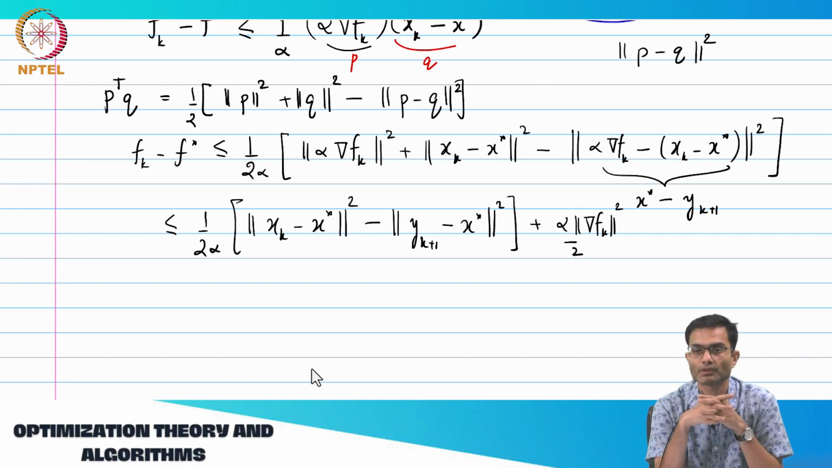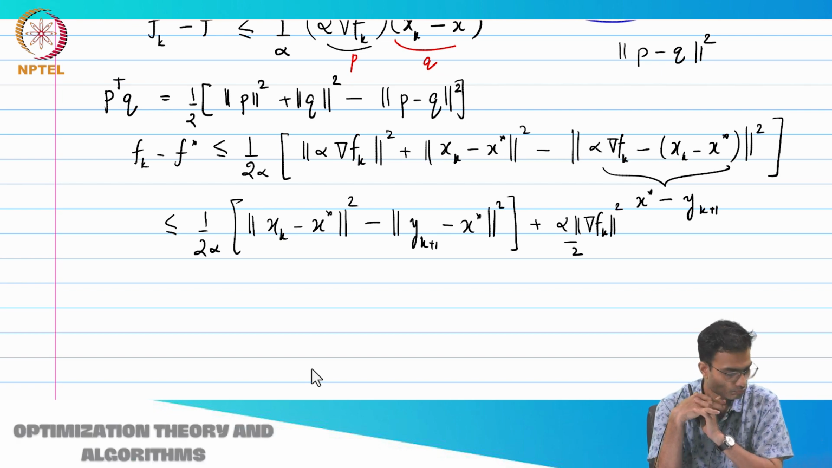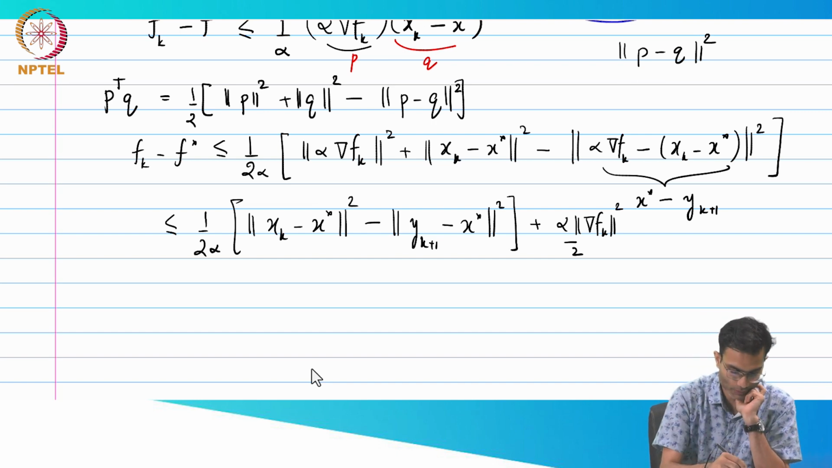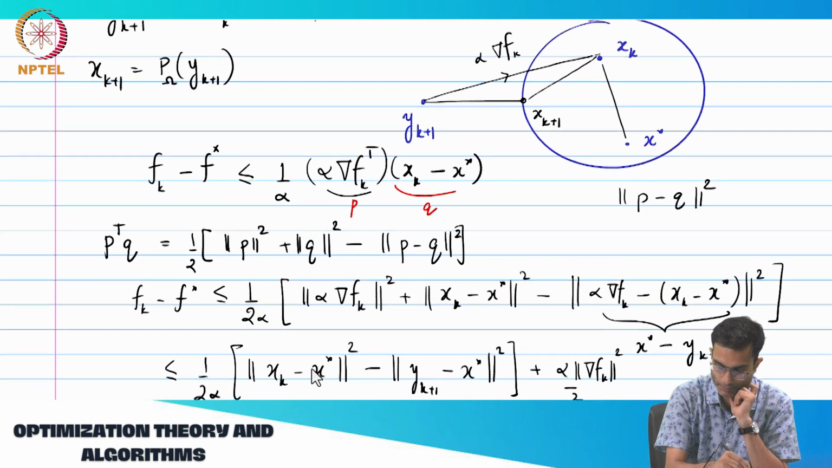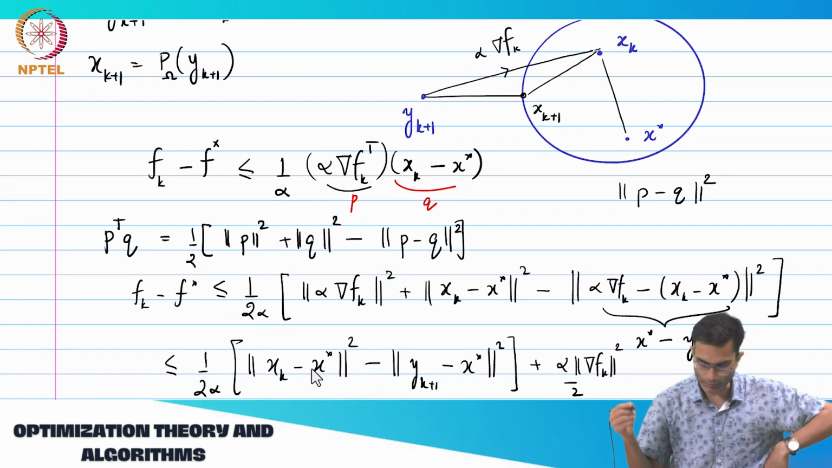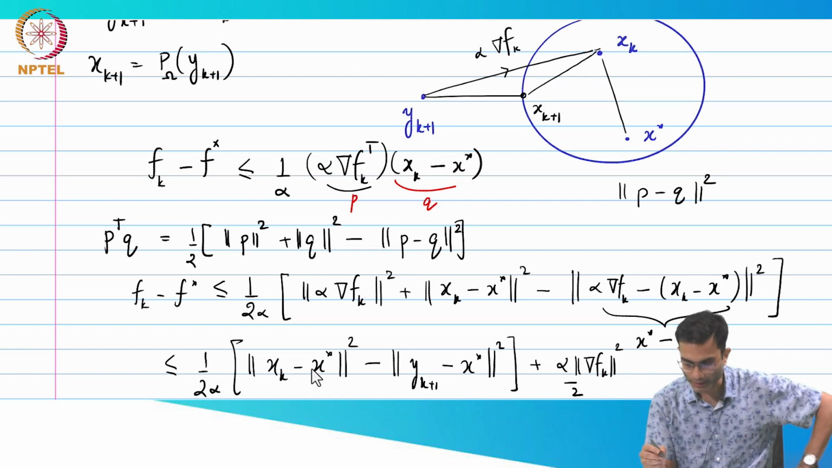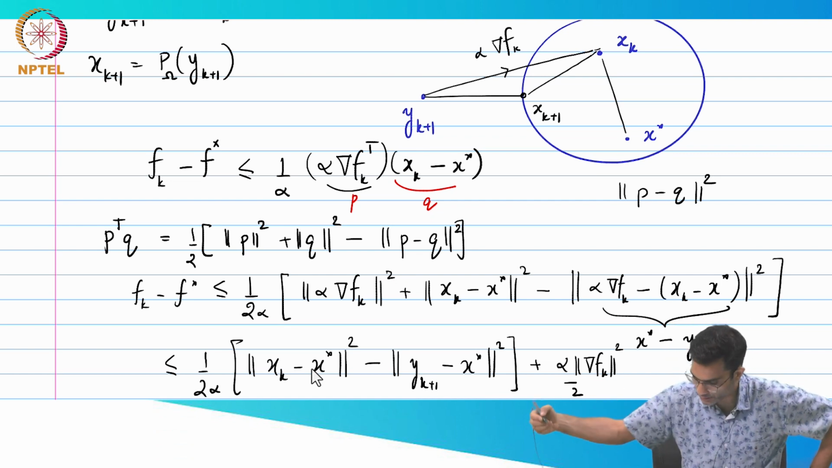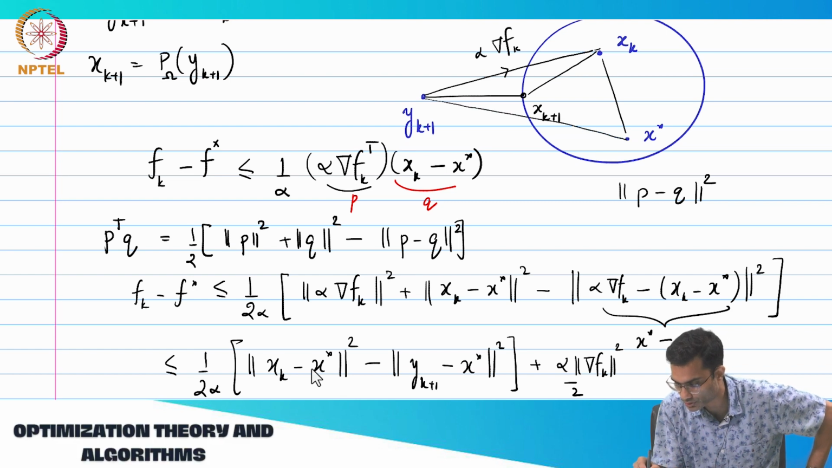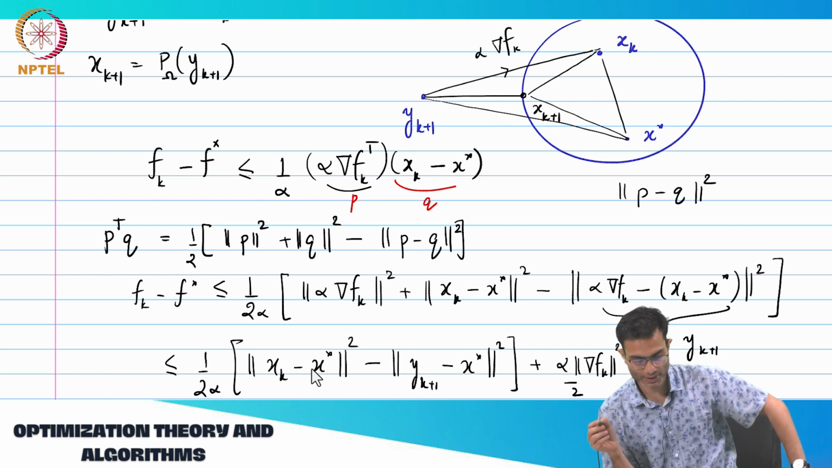Are we in a position now to telescope the series? Not yet. I still have my yk plus 1 sitting there, right? So let's look at this geometry over here. I have yk plus 1 and xk plus 1. Let's connect yk plus 1 and x star also. So I'm going to connect all the guys that are there in the expression. Okay, there we go. All of these guys are connected.